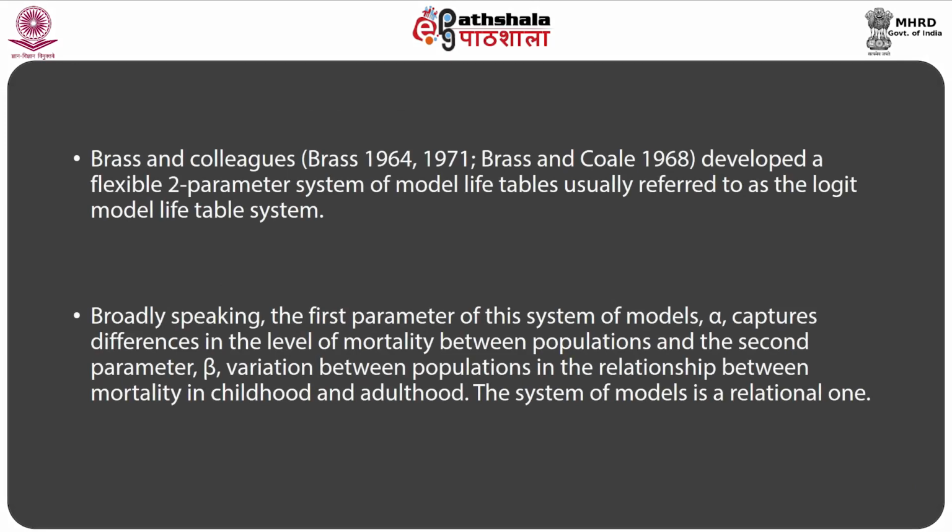Brass and colleagues, Brass 1964, 1971, Brass and Coale 1968, developed a flexible two-parameter system of model life tables usually referred to as the Logit model life table system. Broadly speaking, the first parameter of this system of models, alpha, captures differences in the level of mortality between populations, and the second parameter, beta, variation between populations in the relationship between mortality in childhood and adulthood. The system of models is relation 1.